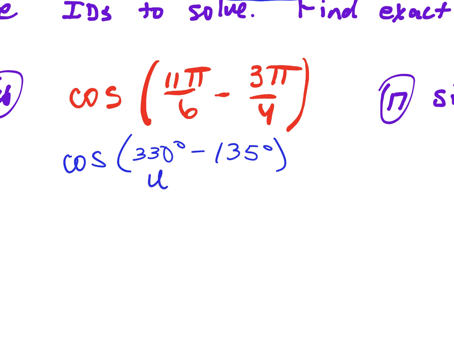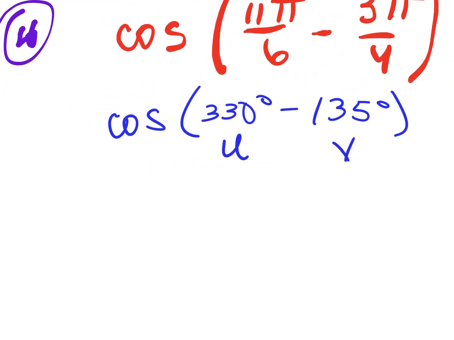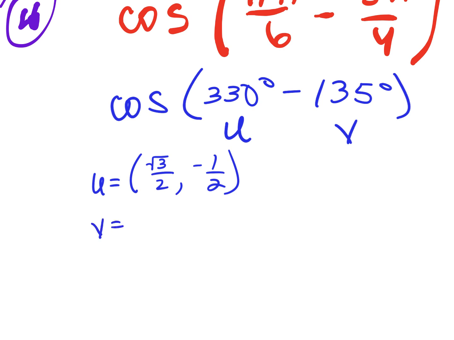So here is my u, here is my v. Again, how you guys set this up is up to you. I'm just showing you what I think is the easiest thing to do. What is the ordered pair for 330? Square root of 3 over 2, comma what? Negative 1/2. Be really careful with your negative signs. What is the ordered pair for 135? Look at your unit circle. Come on, guys. 135. Negative square root of 2 over 2, and positive square root of 2 over 2.